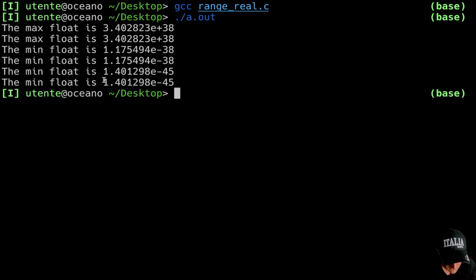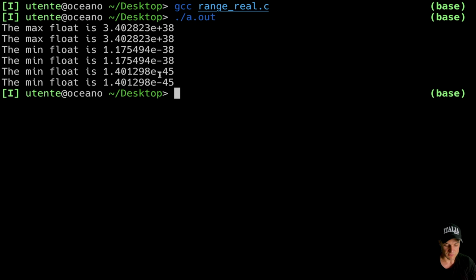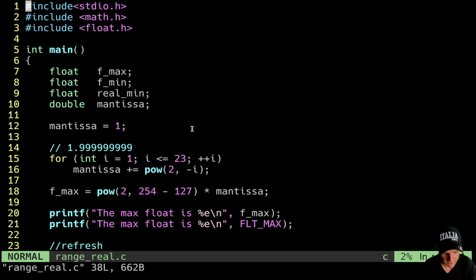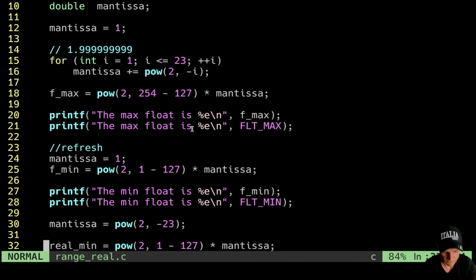As you can see, this is the value, and this is equal in both cases. And the value is smaller, right? Because it is raised to a bigger value, negative bigger value. Okay, my friend, this is the way by which we can calculate the value of a float. Of course, for a double, the thing is specular, so you don't really need any further explanation.